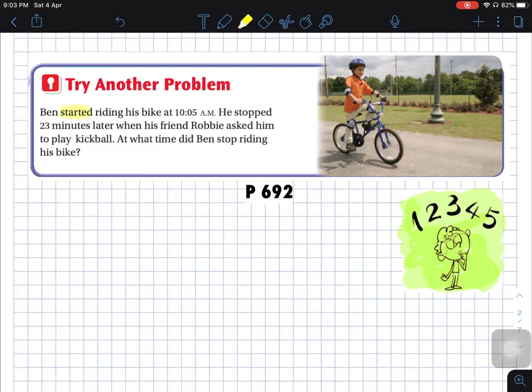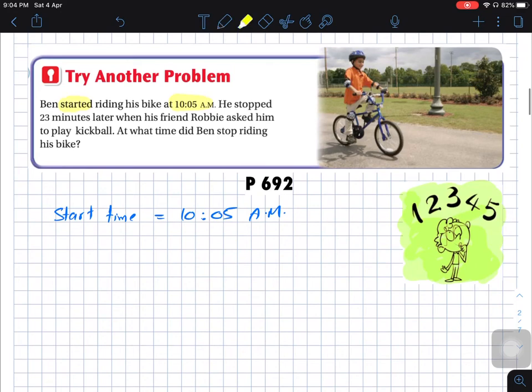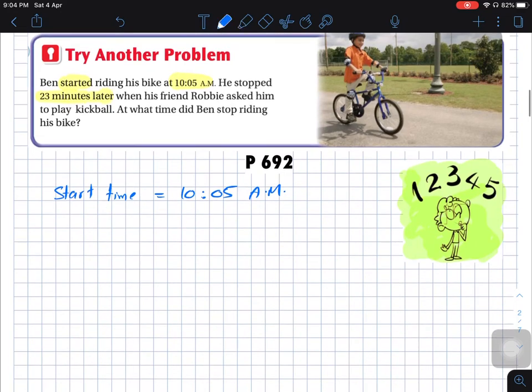When we read the question again, Benny started, so the start time is 10:05. I can write start time. Always write the most important information in front of you. Start time is equal to 10:05 a.m. And he stopped 23 minutes later. That means this is the elapsed time.